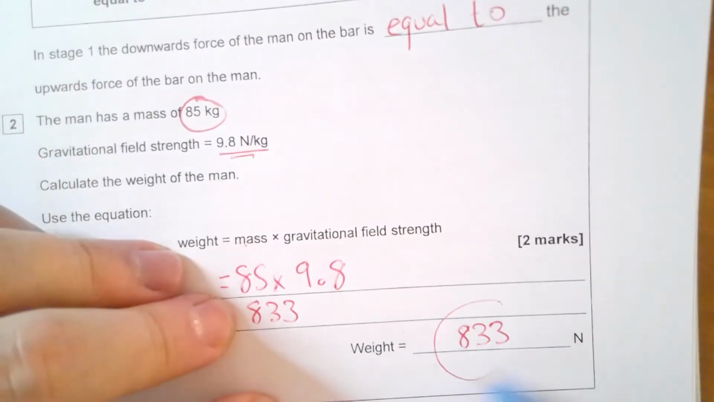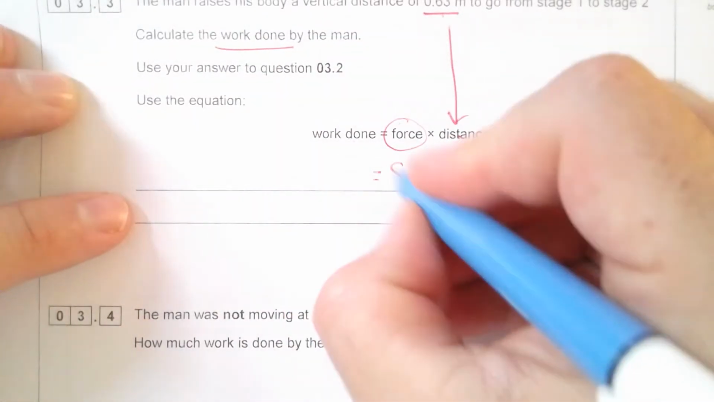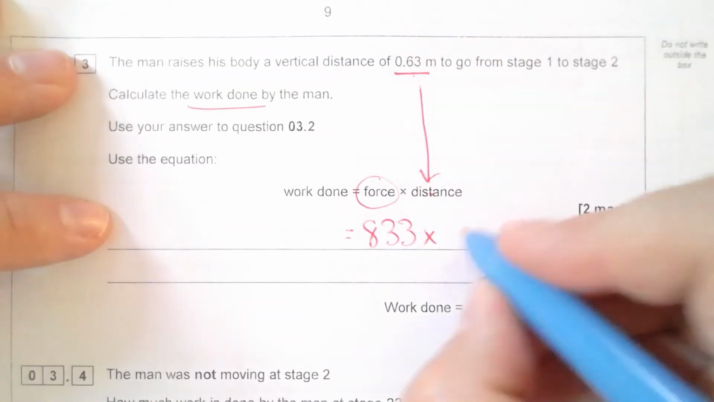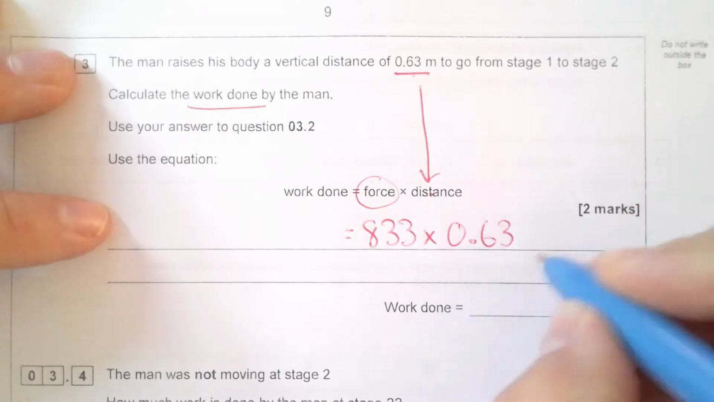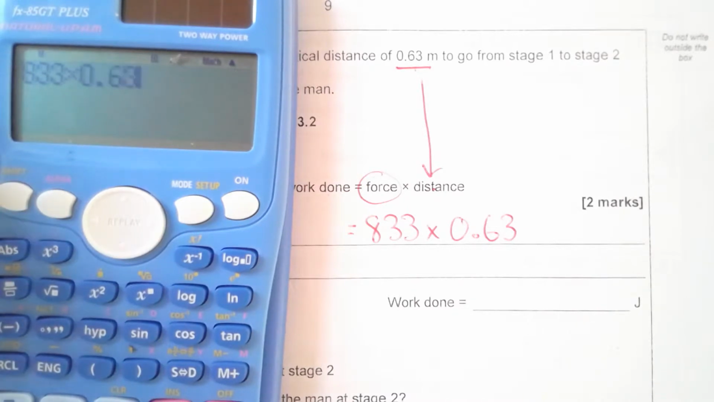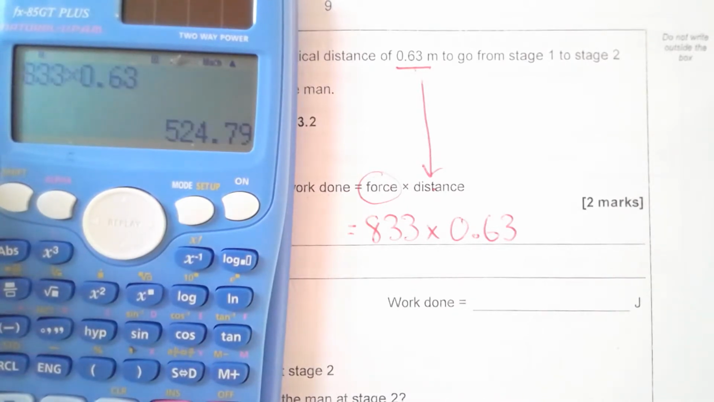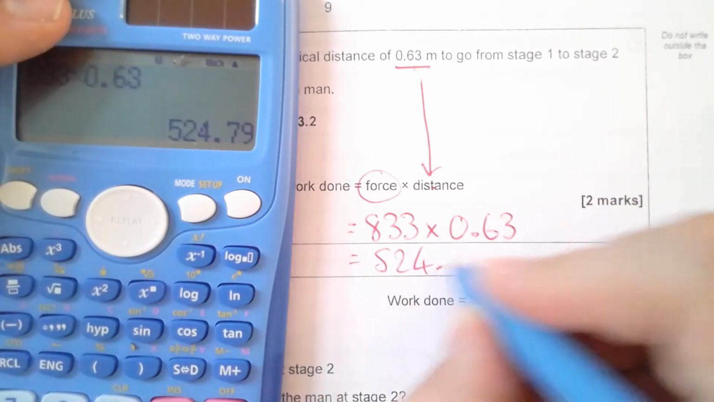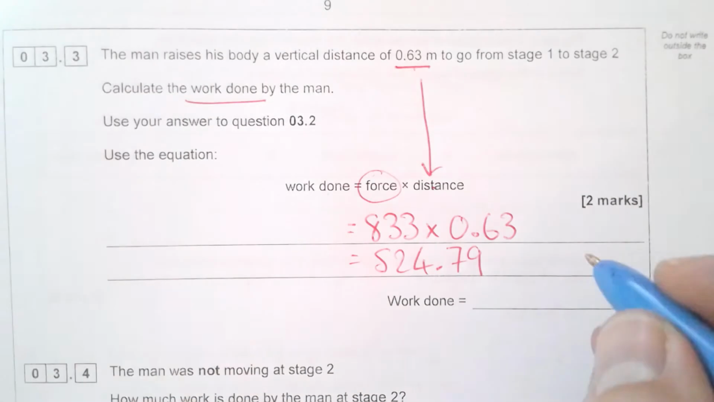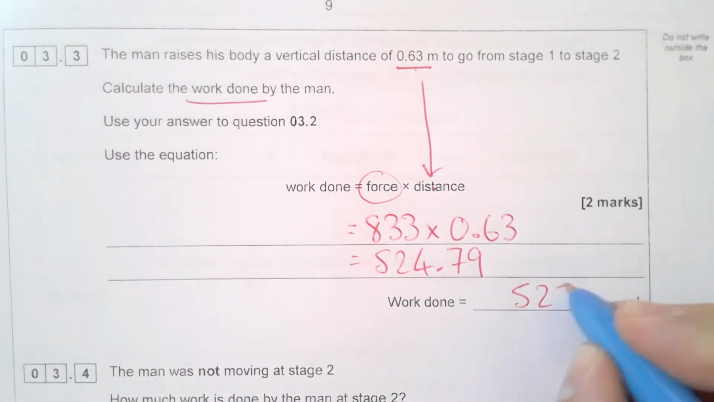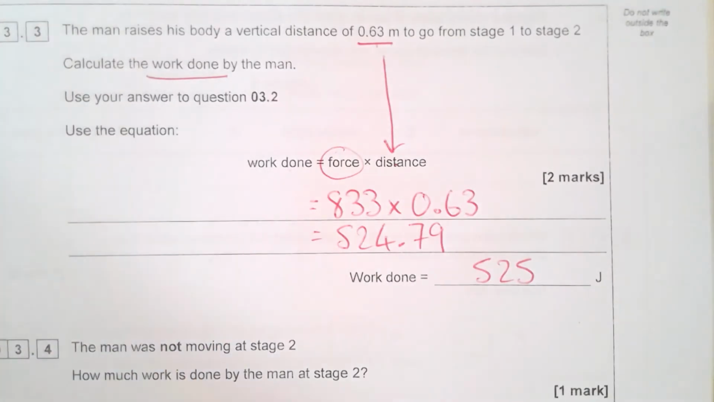Weight is an example of force. So we're going to need to take this value, 833, over to this side. So work done is 833 times the distance moved, which was 0.63. And that gives 524.79. I'm just going to round that to 3 significant figures, so 525.